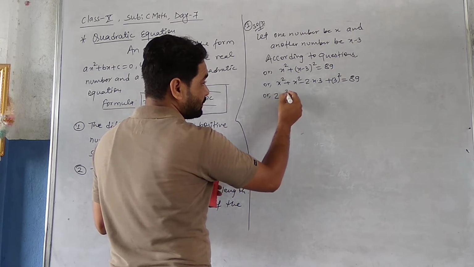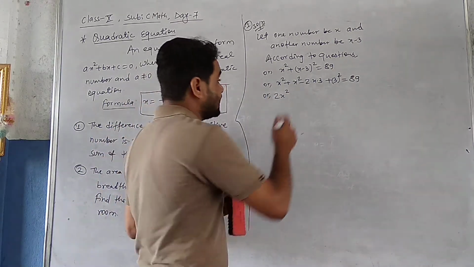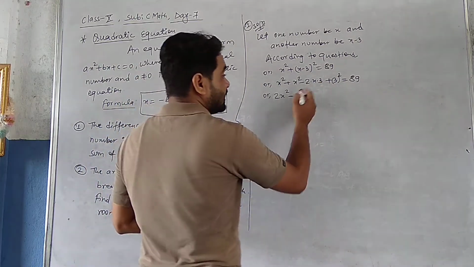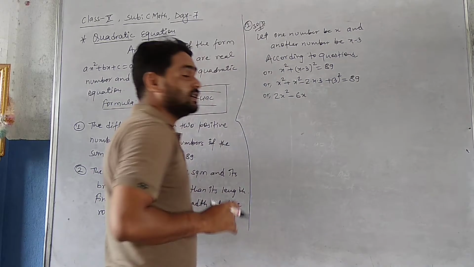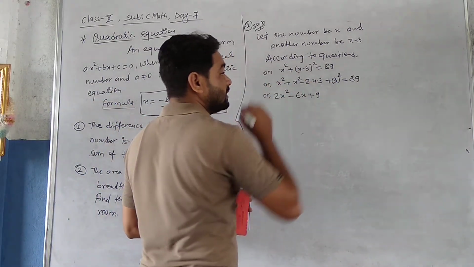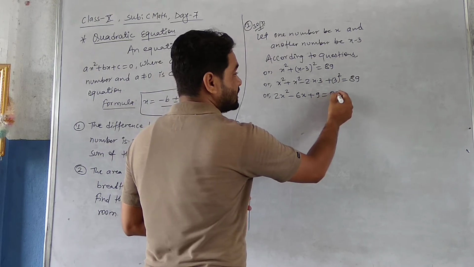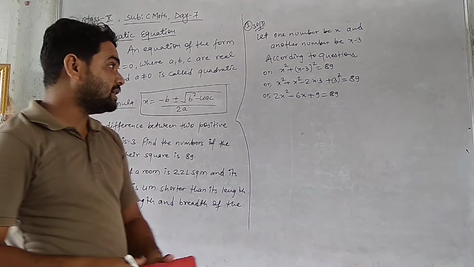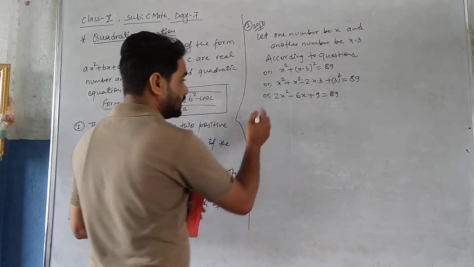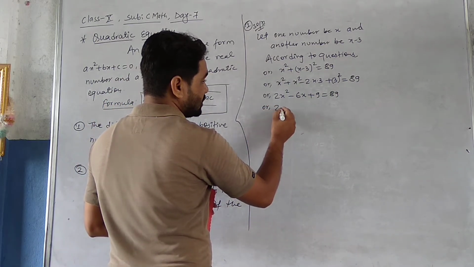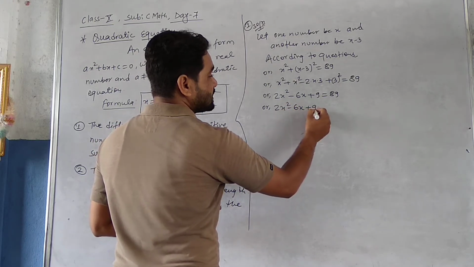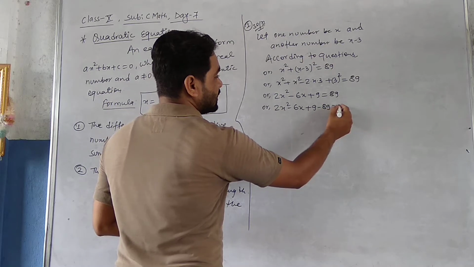2x square. And now the minus sign remains the same. 2 3s are 6, and 6x is there, it is the same. And plus 3 3s are 9 equals 89. Now bring this 89 to this side. We get 2x square minus 6x plus 9 minus 89 equals 0.